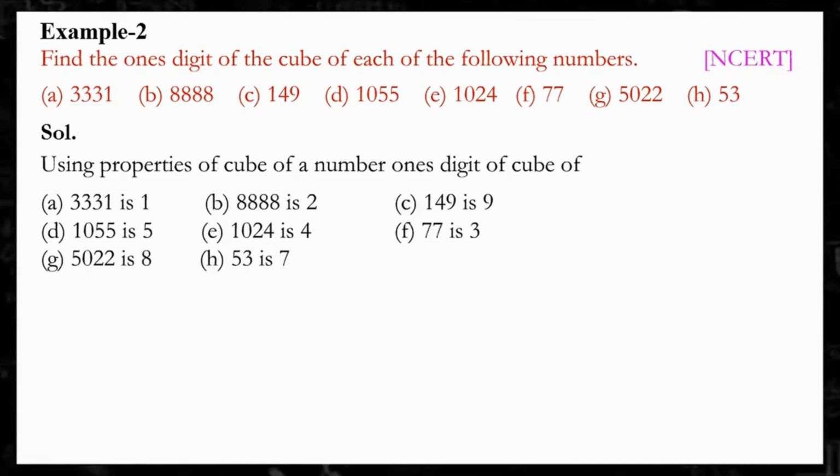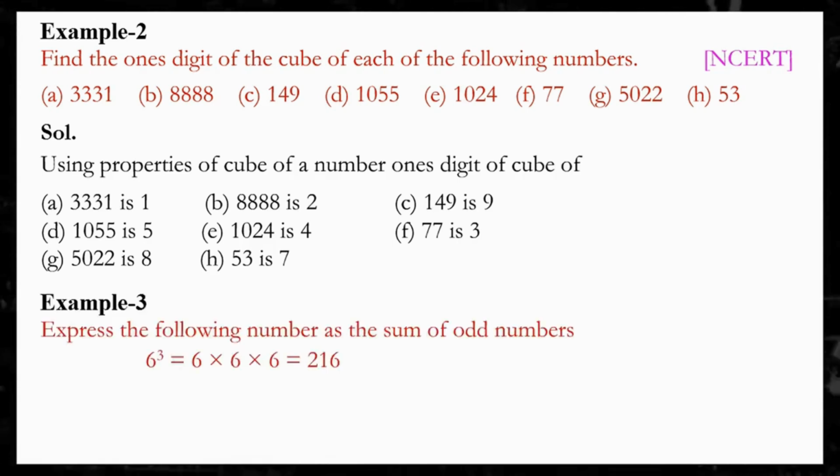3331 is 1. B. 8888 is 2. C. 149 is 9. D. 1055 is 5. E. 1024 is 4. F. 77 is 3. G. 5022 is 8. H. 53 is 7.